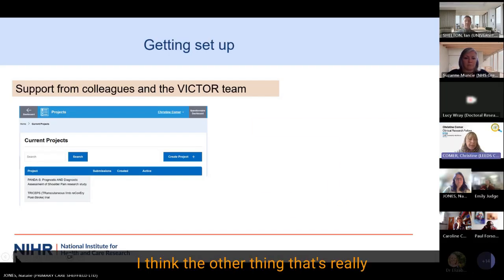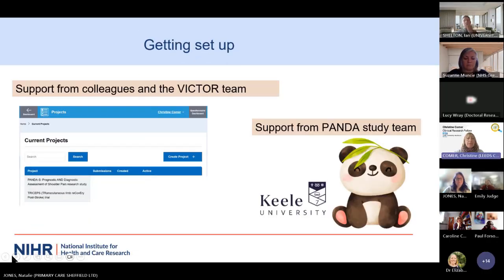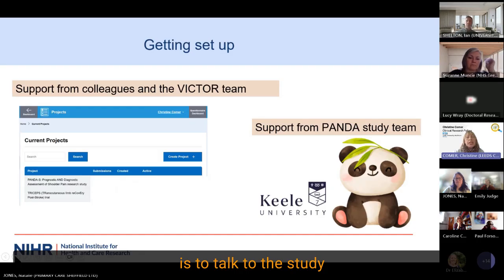Next slide, please. I think the other thing that's really important, as Nat alluded to, is to talk to the study team who are running the trial, if it's an external trial, which it was in our case. So the Panda study, their team, they were really keen for us to use the Victor tool. They were really happy for us to use it. But there were a few things that we just needed to talk with them about, particularly around the timing of when we were going to send out the invitations for people to complete the Victor tool.